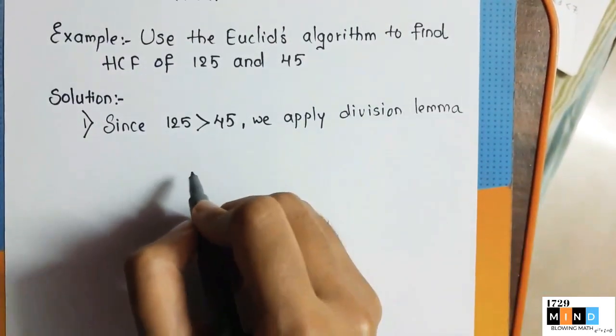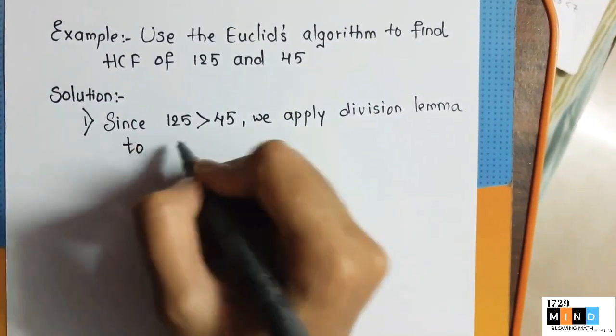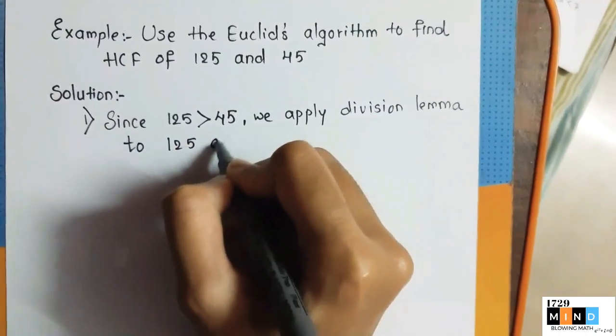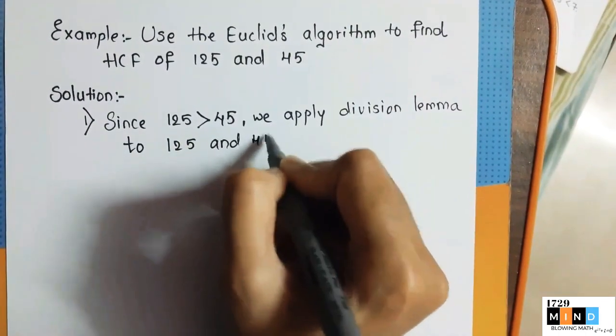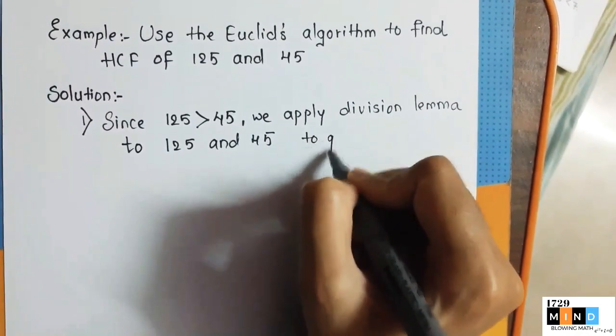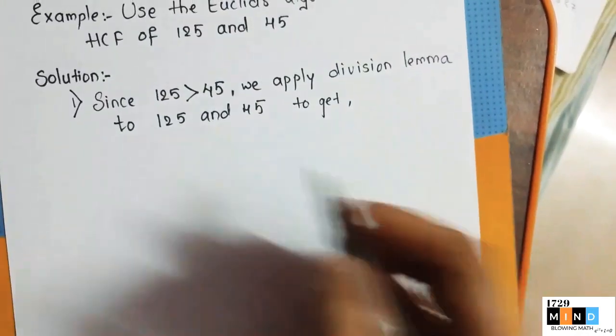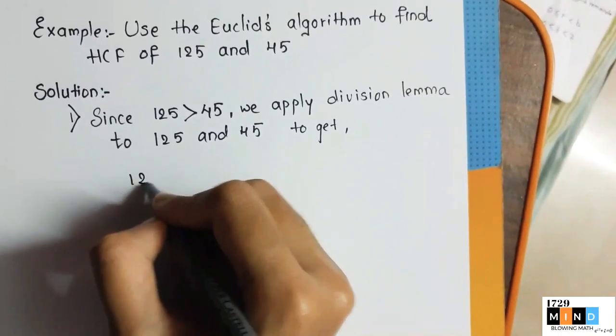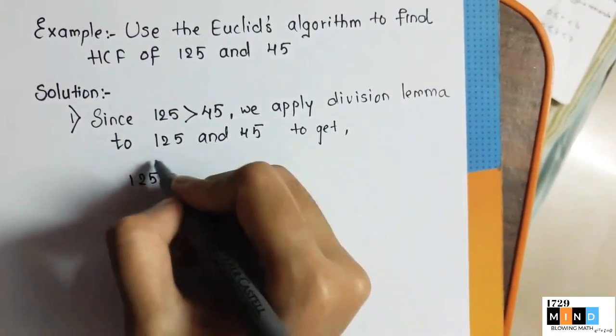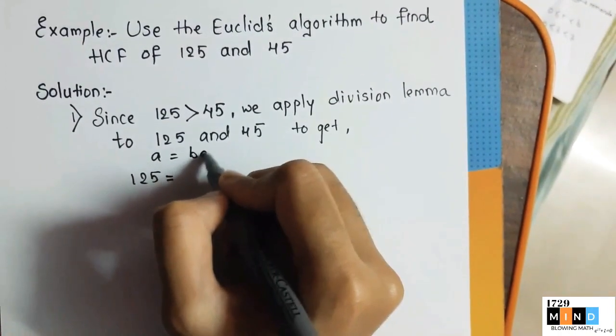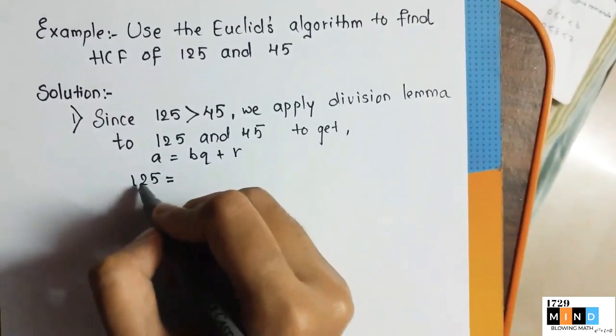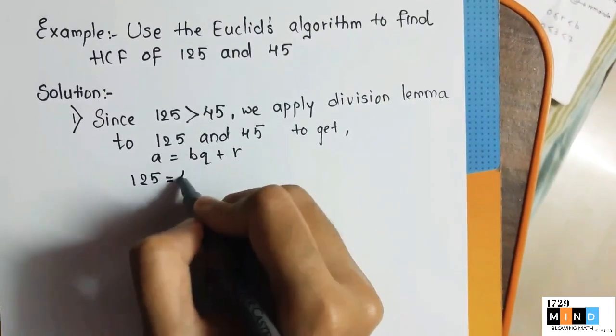Now where will we apply this division lemma? We will apply division lemma to 125 and 45. Now what will we get? We have to write it in the form A is equal to BQ plus R. So 125 is A and B is 45.